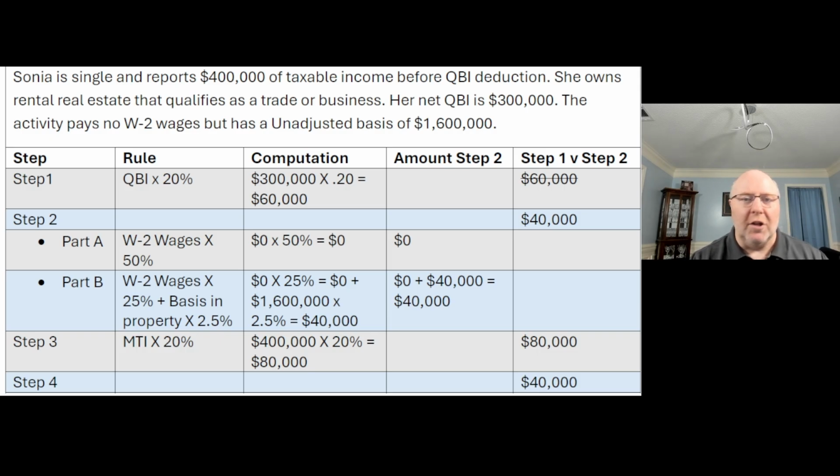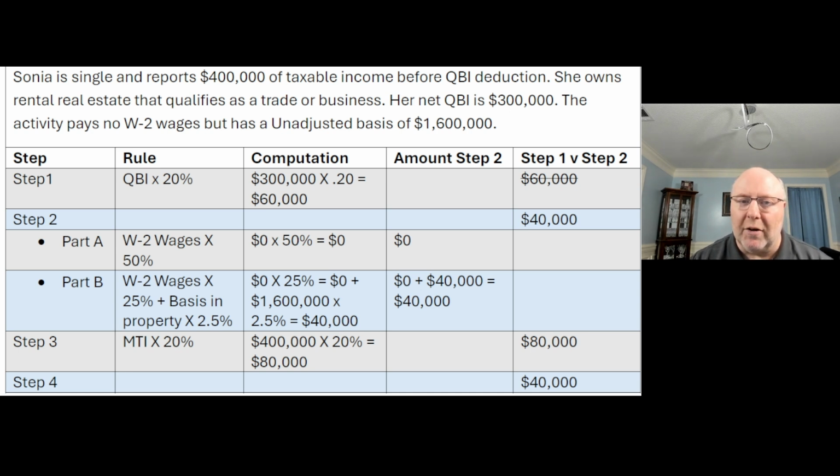We start out just like we did when it was below the phase-out, with 20% of QBI. We always start out with 20% of QBI. Her QBI was $300,000, so $300,000 times 20% gives us $60,000. I'll take that $60,000 for step one and move it all the way to the right so I can compare it to step two.